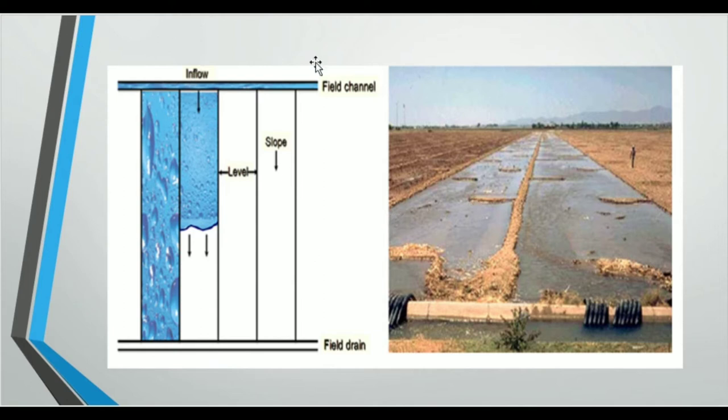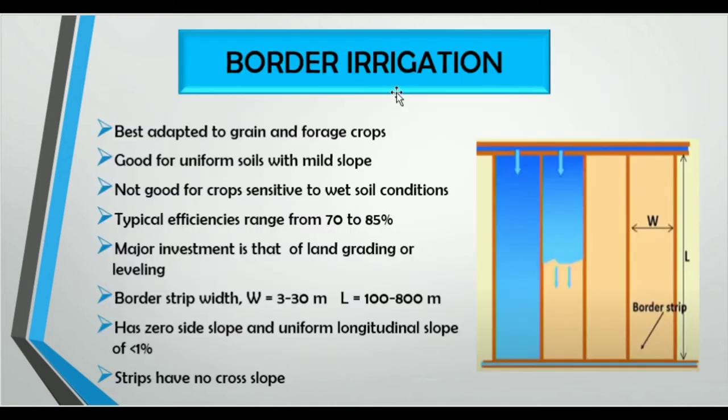So here is the inflow. This is where the water supply comes in. And then this is the field drain. This is where the water comes out. So we have the field channel over here, and then this is where the water comes in. This is the border strip.